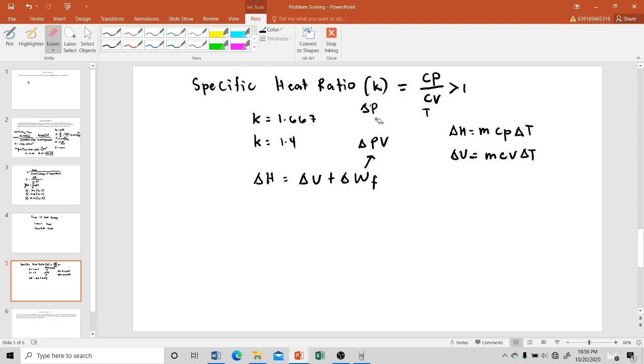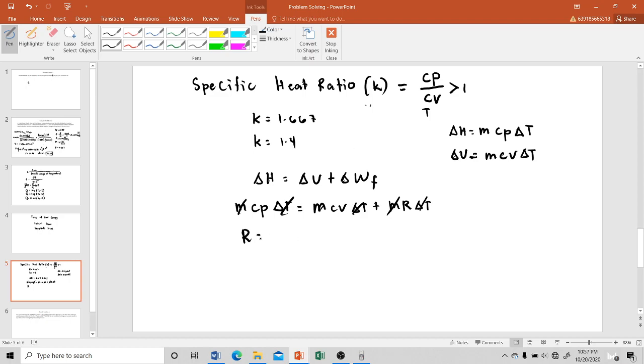So if we rewrite the change of H, we have m Cp delta T equals m Cv delta T plus the flow work, which is m R delta T. So we cancel out the delta T and cancel out the mass. So we get R equals Cp minus Cv.